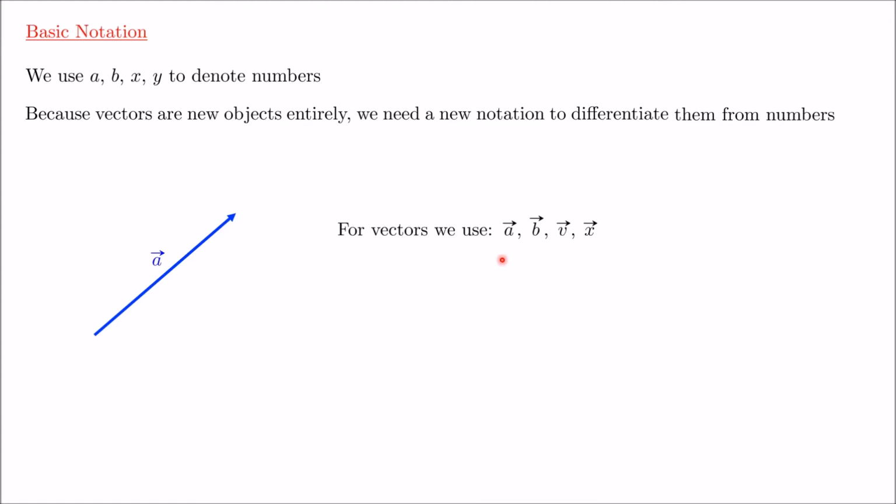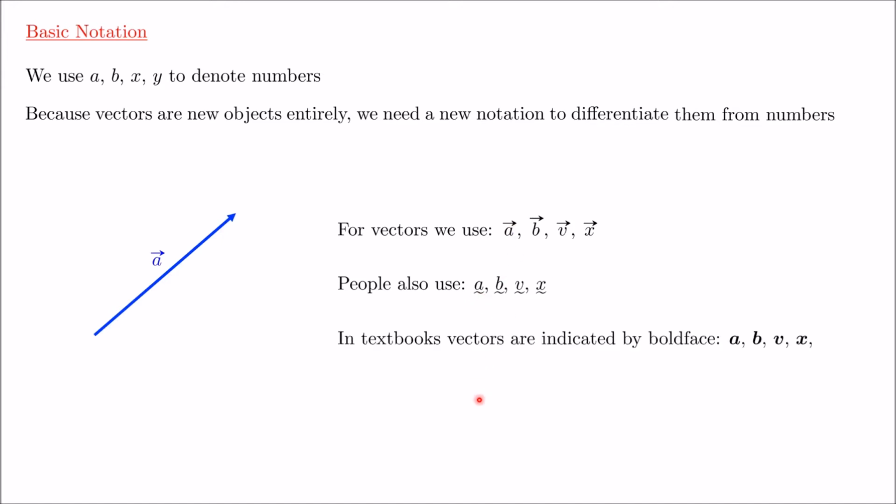Other typical ways that we can describe a vector, we can write it like in these manners. So vector A, vector B, vector V, vector X. People also, instead of drawing an arrow on top, they draw squiggly lines on the bottom to indicate the same thing. Within textbooks, vectors are typically indicated by using boldface. This is because writing squiggly lines on the bottom and drawing arrows on top is very difficult to type.